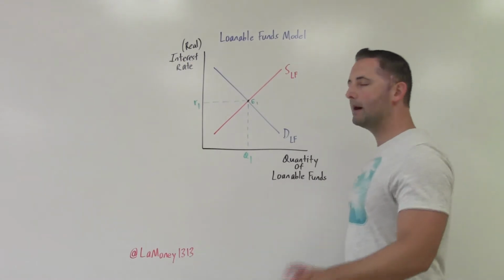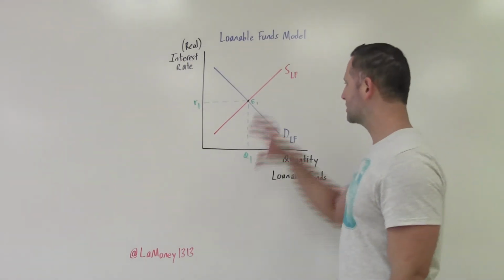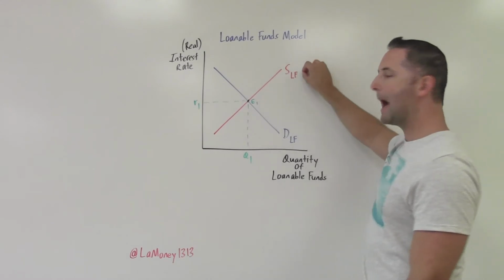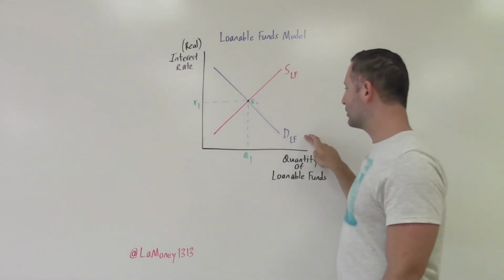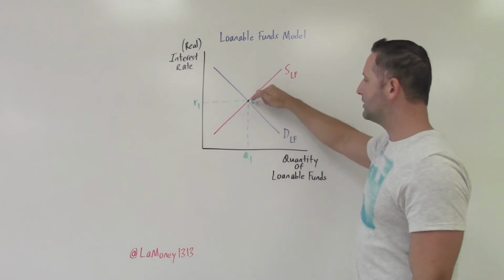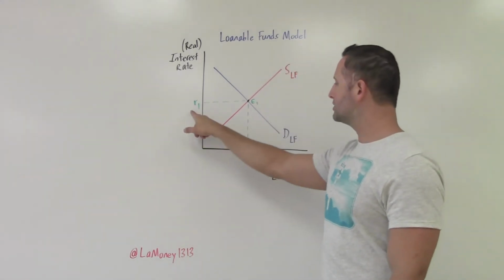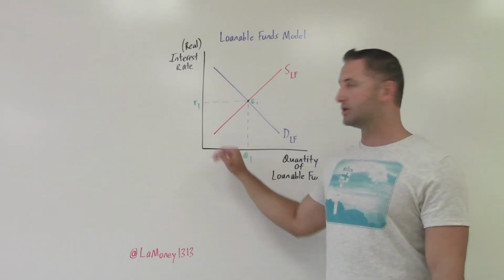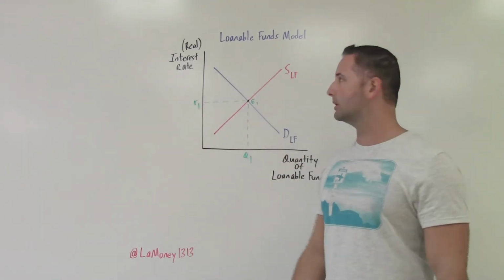The only other things to talk about in this introduction, like I said, this is just an introduction, we're not shifting anything at this point in time. We have a supply of loanable funds and we have the demand for loanable funds. Where those two intersect is going to be our equilibrium interest rate and equilibrium quantity of loanable funds. The quantity really isn't that important, to tell you the truth. The interest rate is what matters the most.